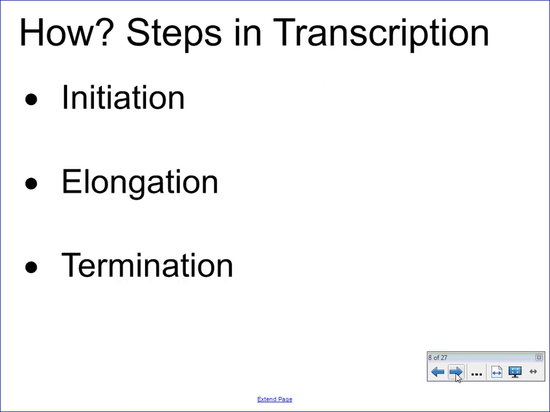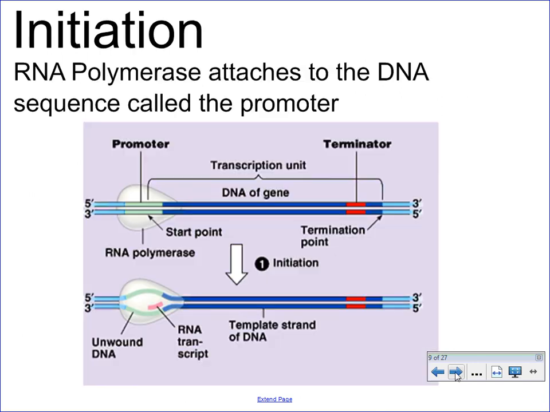So the steps in transcription are that there's an initiation step, an elongation step, and a termination step. So 3 steps in creating an RNA molecule. In the first part, in initiation, in the nucleus, we'll have RNA polymerase, which is an enzyme that has polymerase activity as well as helicase activity. So it can both unwind the DNA and create the RNA molecule.